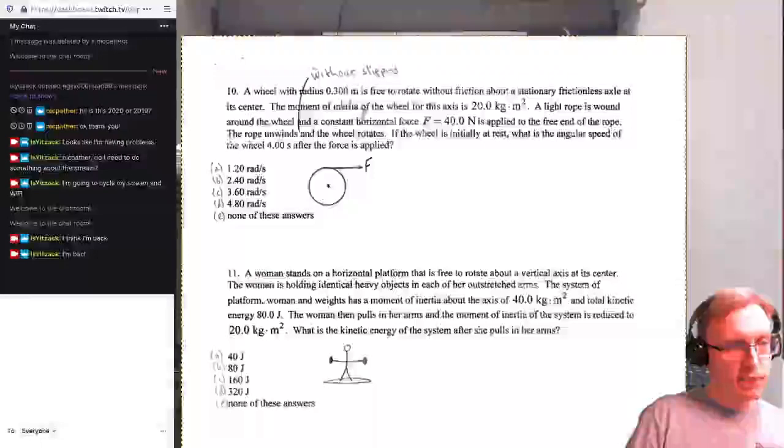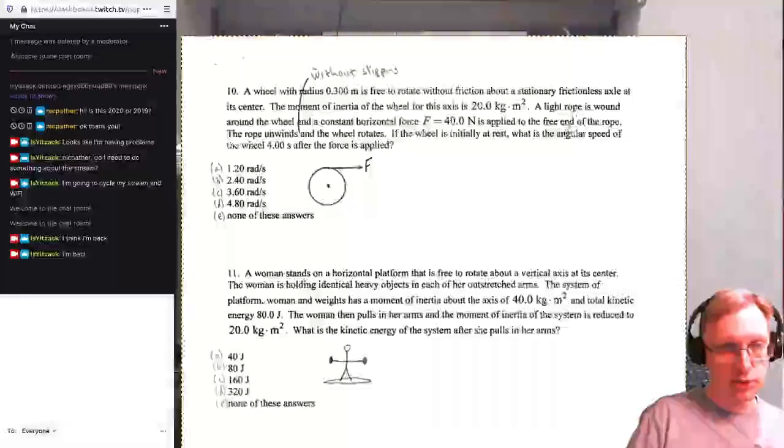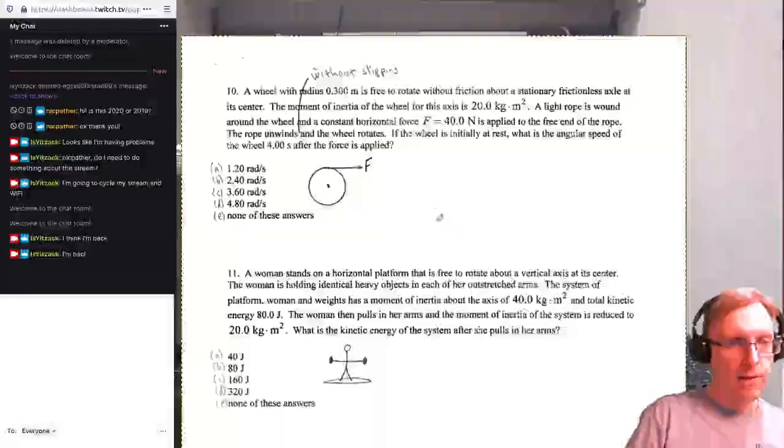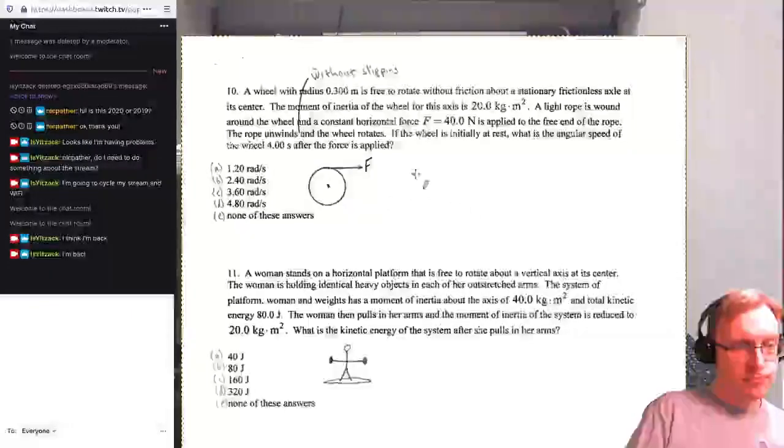A wheel with radius of 0.3 meters is free to rotate without friction about a stationary frictionless axle at its center. The moment of inertia of the wheel is given to us to be 20 kilogram meter squared. Rope is wound around the wheel, and a constant horizontal force of 40 newtons is applied to the free end of the rope. The rope unwinds and the wheel rotates. If the wheel is initially at rest, what is the angular speed of the wheel 4 seconds after the force has been applied? Okay.